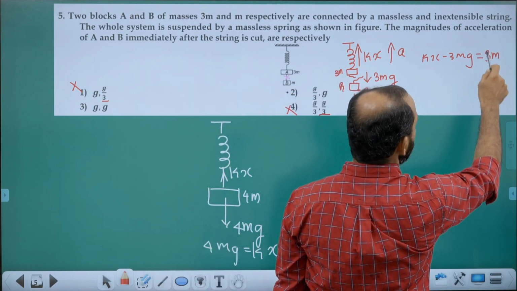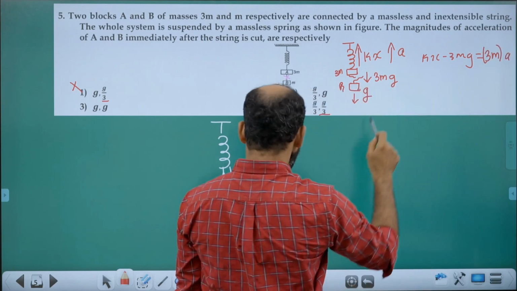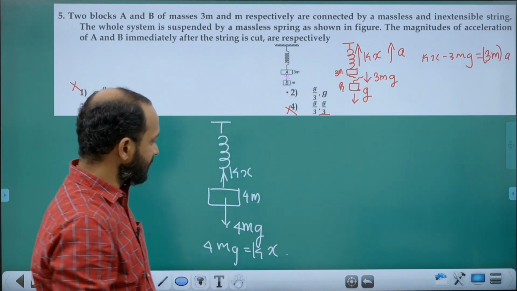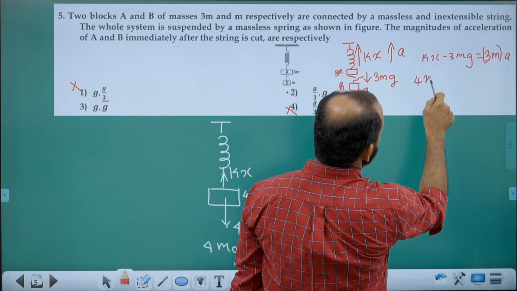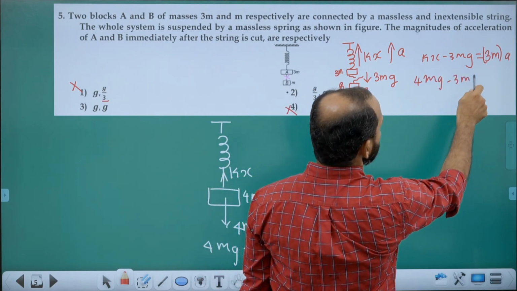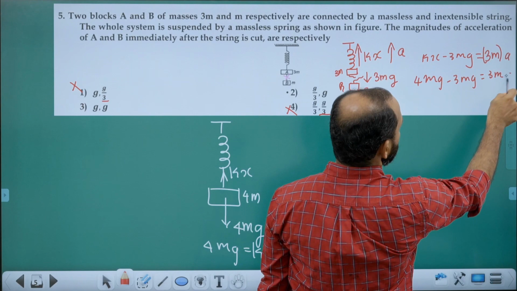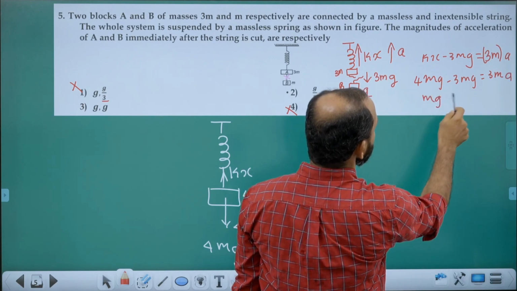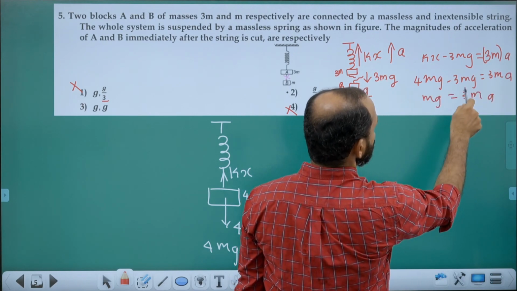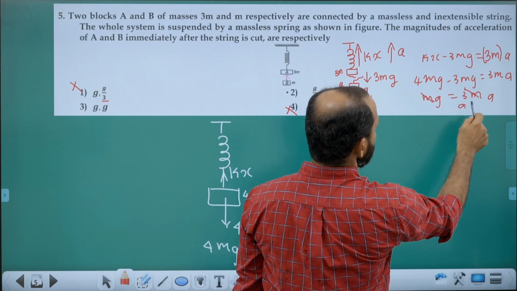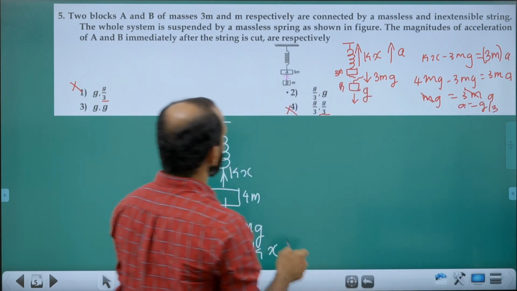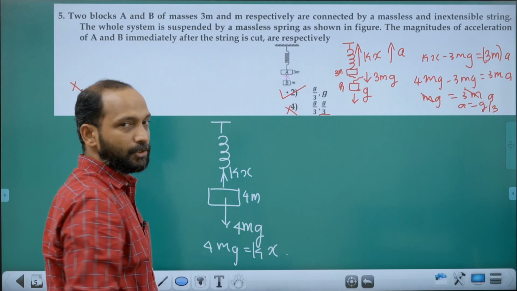Its mass is 3m times acceleration. But what is kx? Already we have found kx is 4mg. That is 4mg minus 3mg equal to 3m into a. That is mg equal to 3ma. So m cancels and a is equal to g by 3. So the correct answer is option 2.